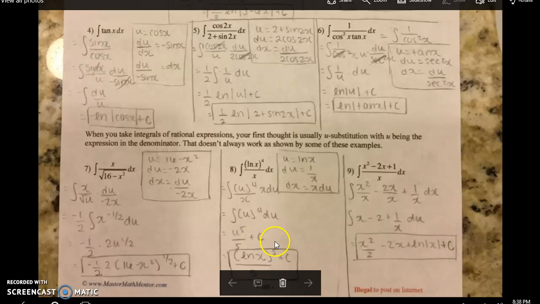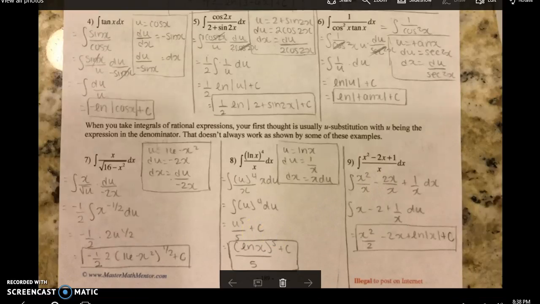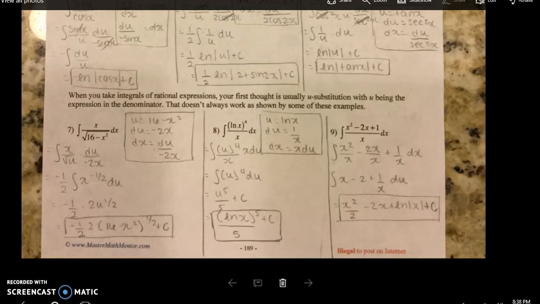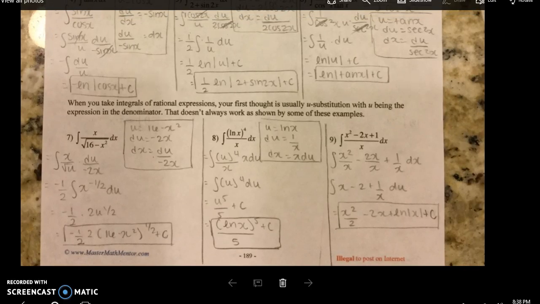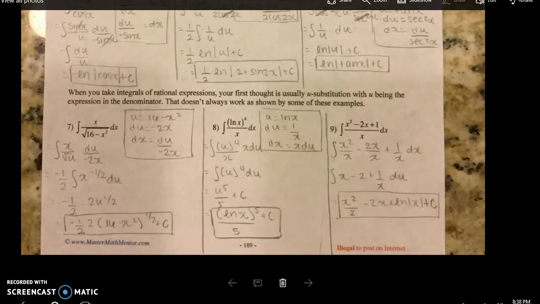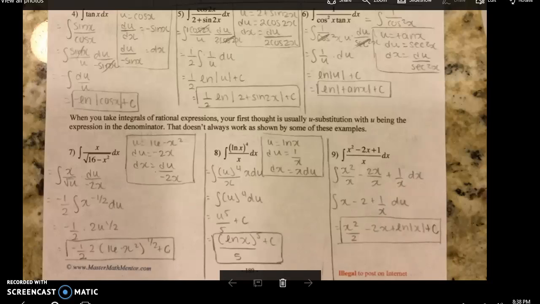And then you just plug back in the value for u, and then you get ln x to the power of 5 over 5 plus c. So that's what we did for this problem.